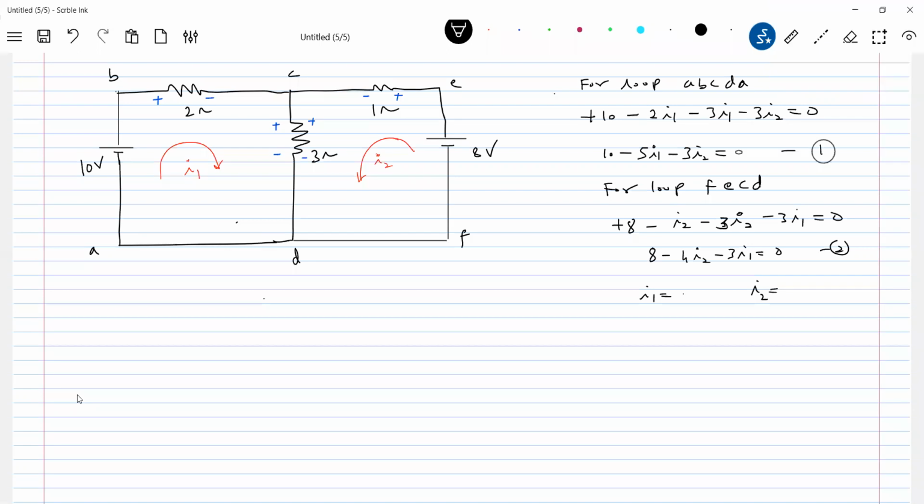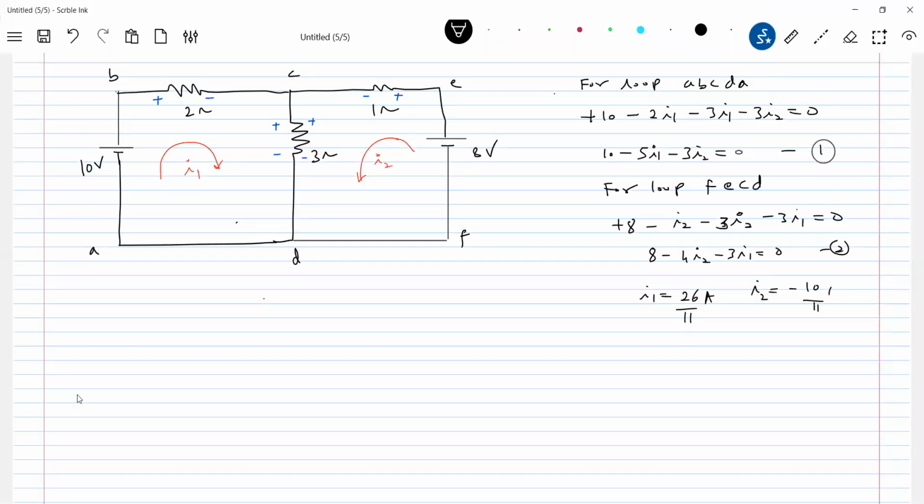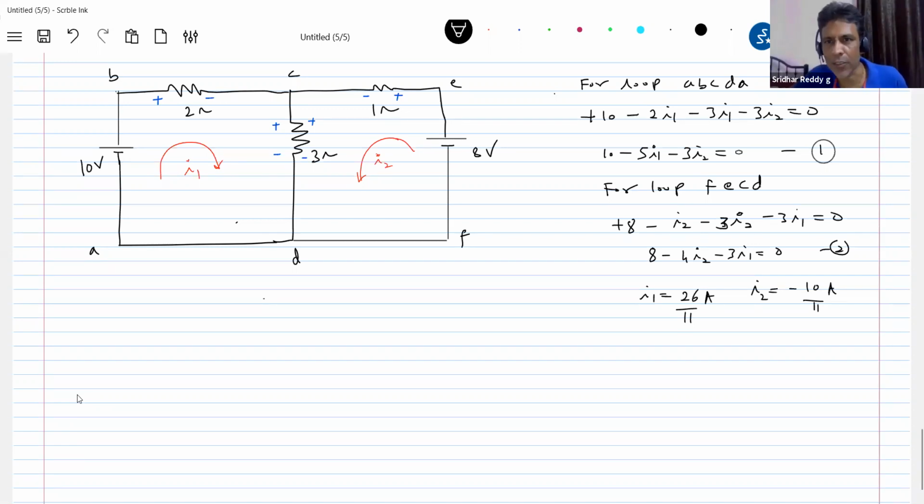26 by 11 and minus 10 by 11, sir. Okay, now really some good information. We wanted that negative sign also. Look at this. I1 is this much, no? And look at I2. I got I1 positive. Okay, fine. I assumed in that direction. What about I2? I2 I got negative. What does it mean? Actually, the loop current will not flow anti-clockwise. In fact, it will flow clockwise.